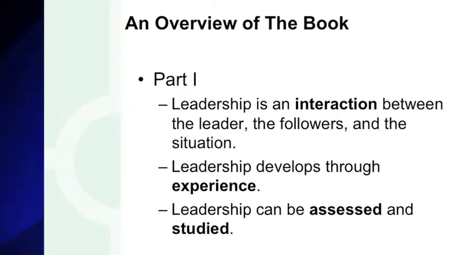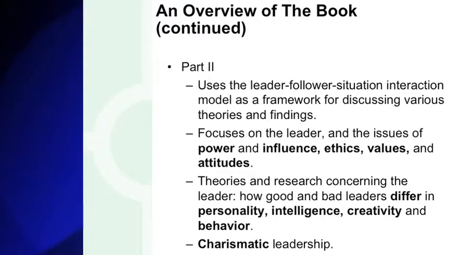Okay, so let's move on a little bit more into part one. An overview of the book, as we've said before, is an interaction between leaders and followers. Leadership develops through experience, and leadership can be assessed and studied. We've talked about this earlier, that the focus of the leader and the issues of power, influence, ethics, and values are particularly important. And there are theories and research concerning leaders, how good and bad leaders differ in personality, intelligence, creativity, and behavior. We're really talking at another level about charismatic leadership. Those people that we would characterize as charismatic are able to influence large groups of people. And many times those charismatic leaders are identified bottom up in organizations as leaders and put in their positions. I think of some great leaders that have been that way throughout history, in India and so forth, who have come up through the people and have been raised up, see.